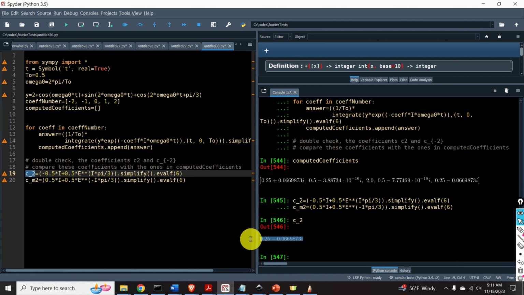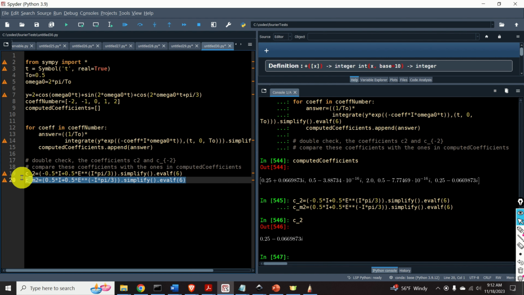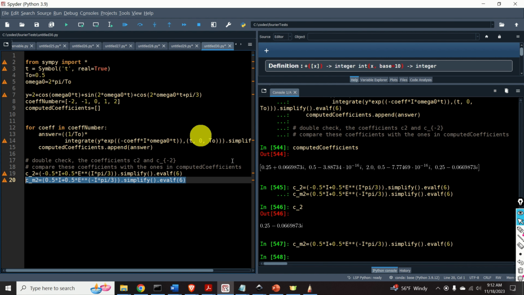Okay, so this is the C2 that I computed by using the trick, and I can see this value precisely over here. This means that I correctly computed C2, and here is C minus 2.